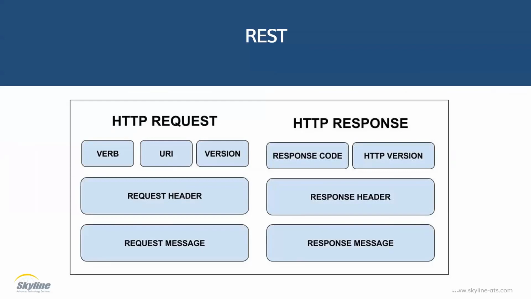There's a list of different request headers that can be sent, whether or not it can be compressed or not. The request message, there's only going to be really a message if we're making changes, right? If I'm getting something, if I am requesting information, then I'm not going to have a request message, right? But if I'm changing, say, the IP address of an interface, then that IP address would be in the request message.